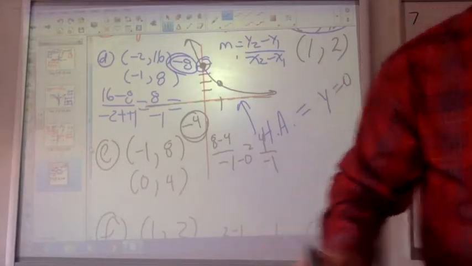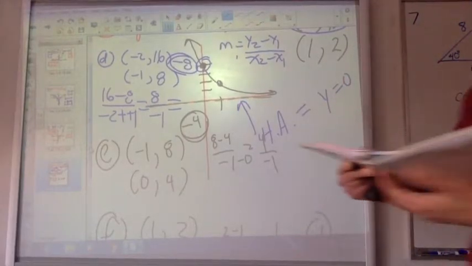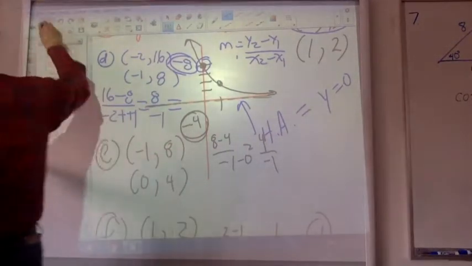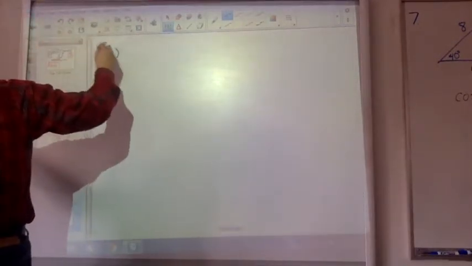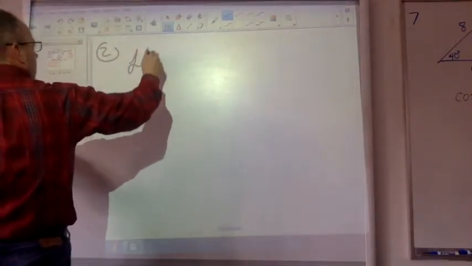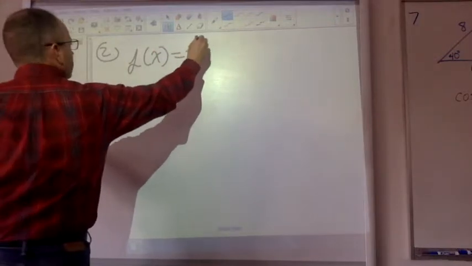Move on to the back side, page 30. Page 30, this is number 2. I have f of x, which means the same thing as y, equals 3 to the x minus 4, right?